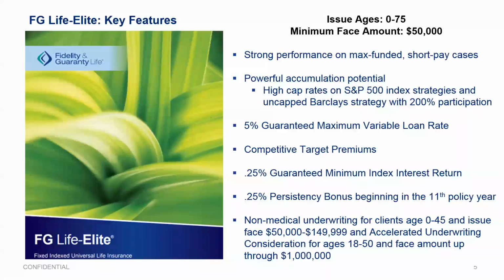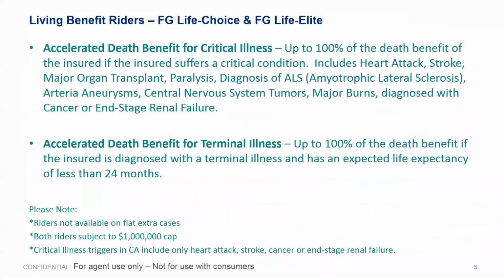In addition, we have an accelerated underwriting program, and we offer consideration for that program beginning at age 18, continuing through age 50, and for a face amount all the way up through $1 million. So if you have clients within that age and face amount, we will review the application and make a determination, and whenever possible, we will approve without traditional medical requirements, but in some instances, we may ask for those. So I just wanted to give you a quick overview of some product information, which I know many of you are already familiar with, but perhaps a refresher for those who are new on the line.